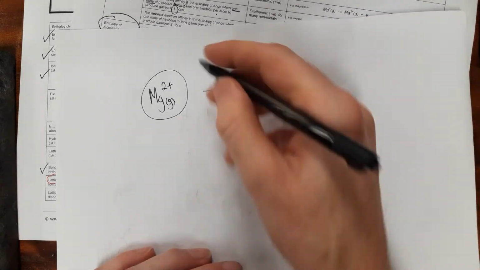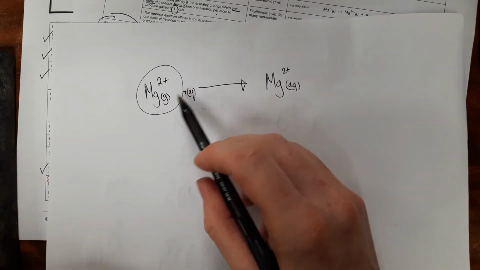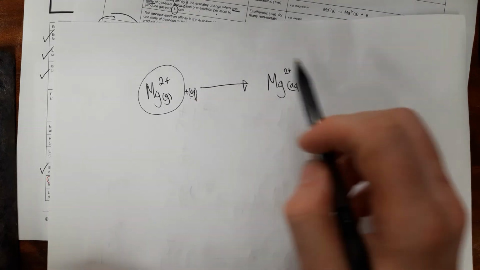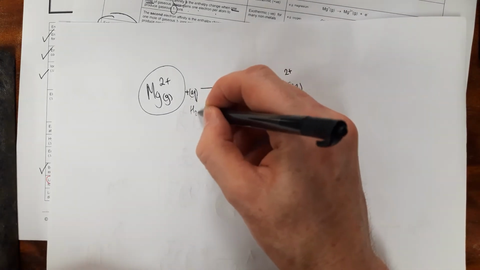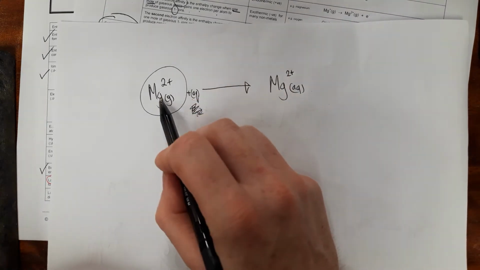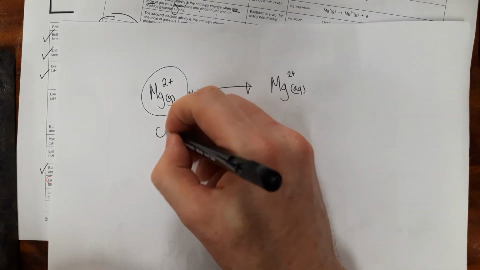All right? Now you can write plus aq, which is just a way of saying that you're going to put it in water, but you don't have to put H2O in and worry about balancing it. That's what this means, because if you put plus H2O, you're then going to have to worry about the H2O over here. So all we're saying is gaseous ions being put in water, becoming aqueous ions. It's quite a strange sort of idea.